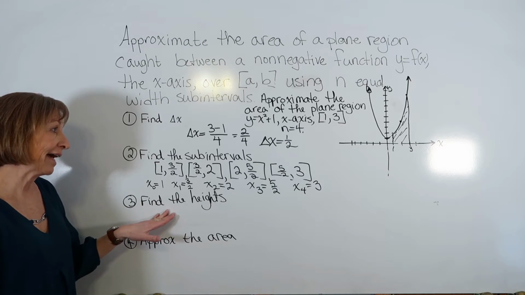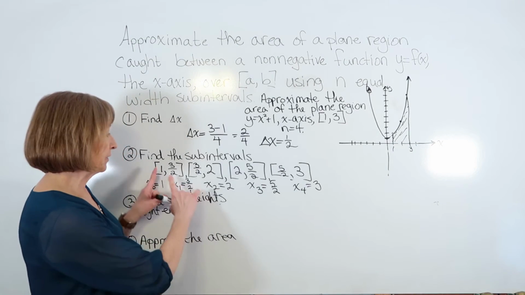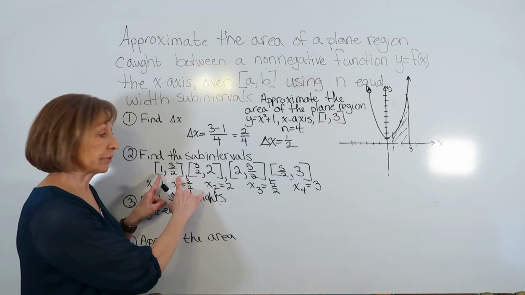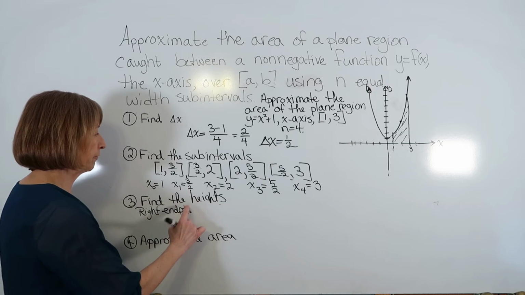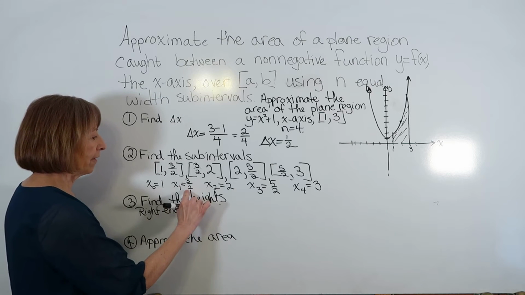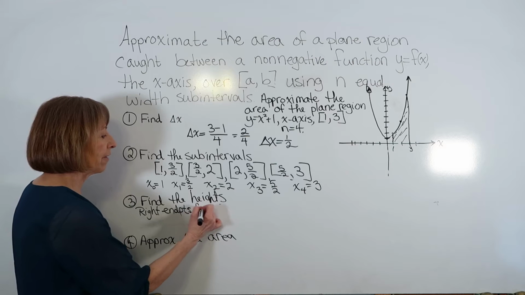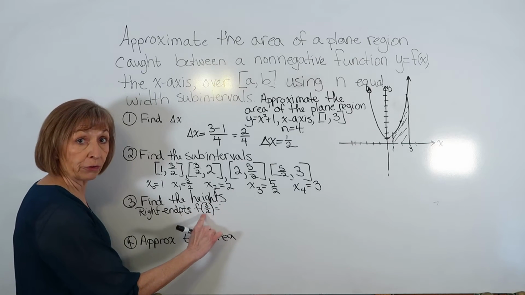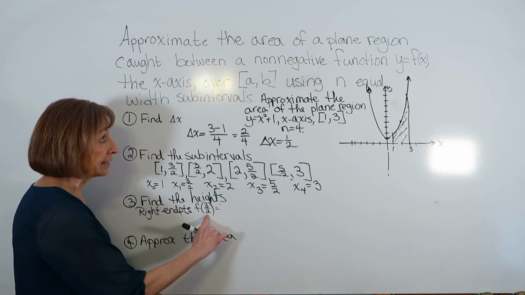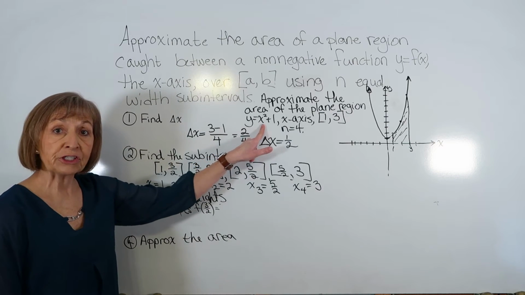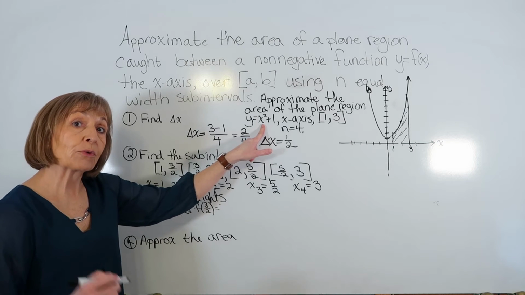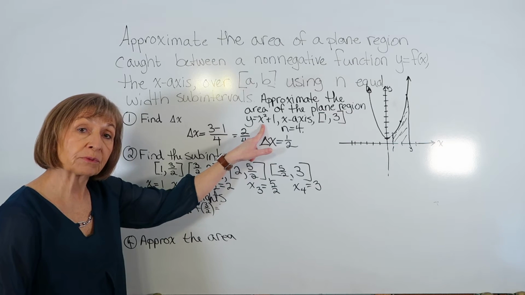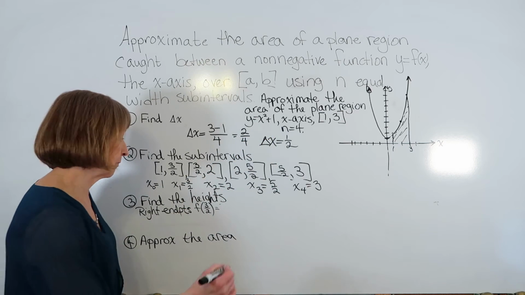Okay, now let's find the heights. For my right endpoints, we can look at our subintervals here. My right endpoint of my first interval is 3/2. So for the right endpoint, that's f of x sub 1, which is f of 3/2. But remember, that means go to the function of your question, take out the x's and put in 3/2. My function is x squared plus 1. So 3/2 quantity squared is 9/4, and 9/4 plus 1 is 13/4.